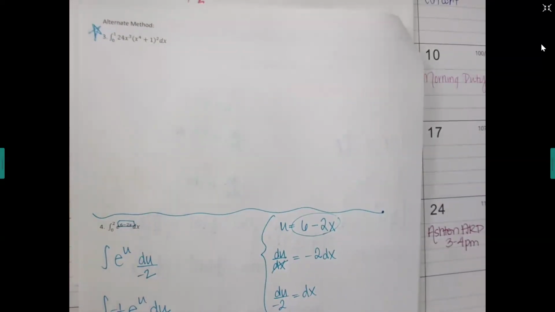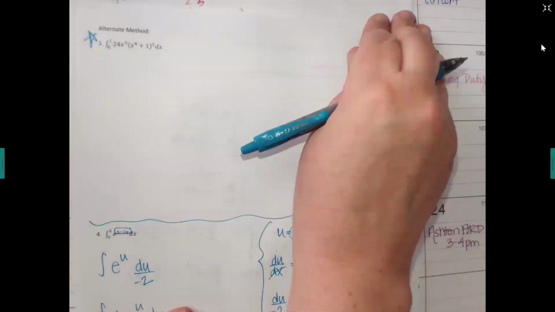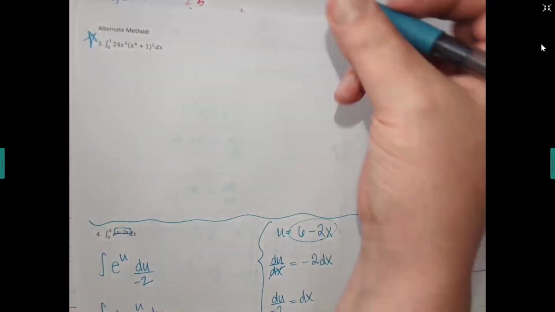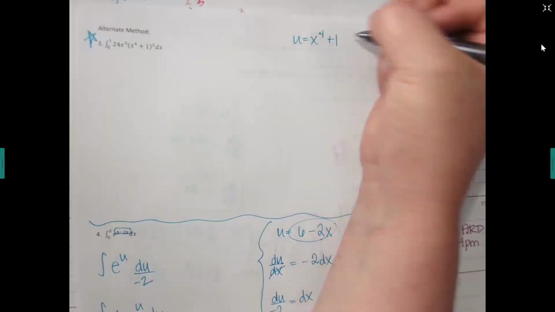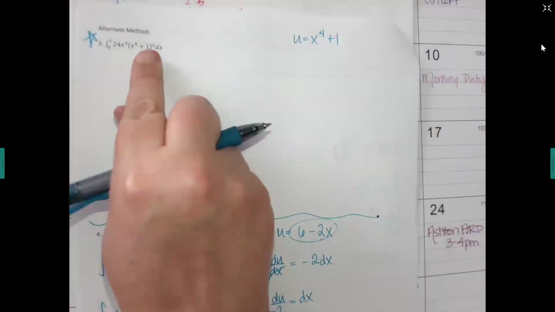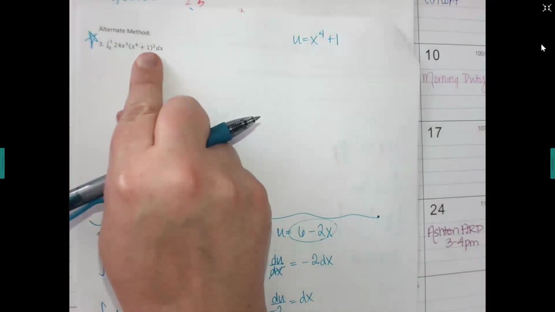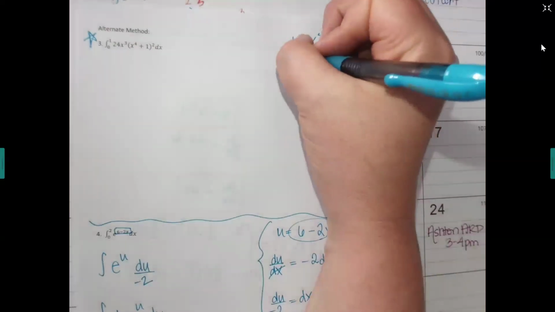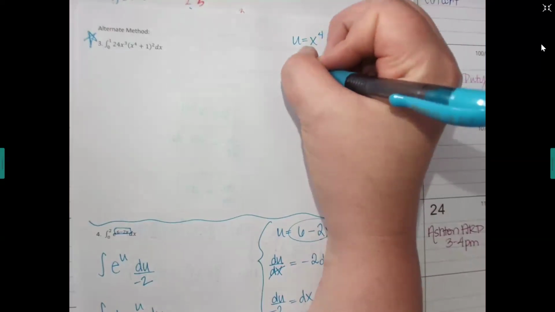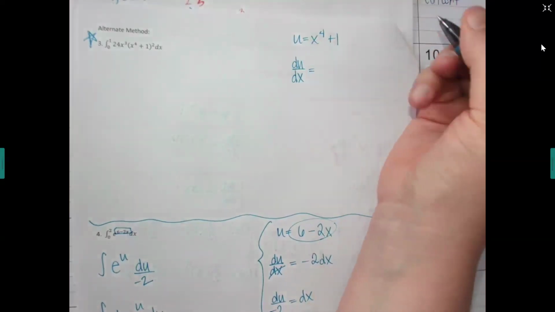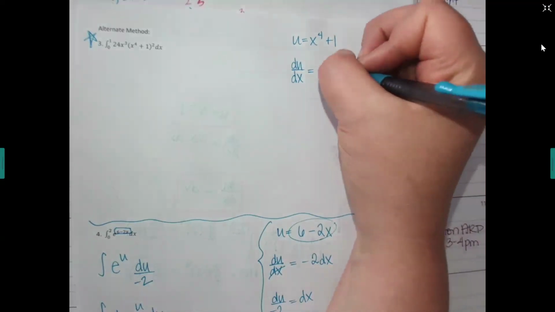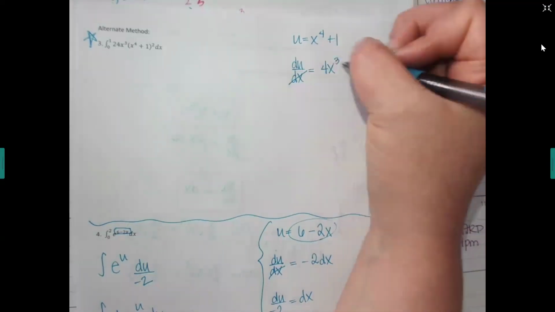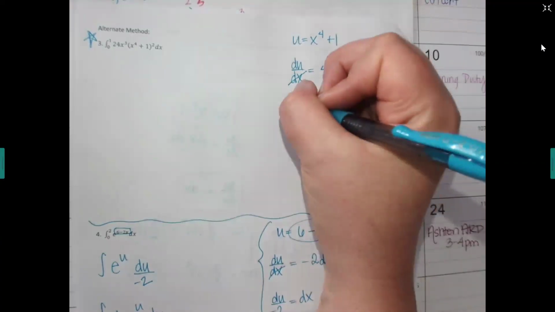What do you think you should pick as your u? Okay, x to the 4 plus 1. And then remember, why am I picking that? Because it's inside the square. What is my du dx? The derivative of that. 4x cubed. Then I'm going to bring my dx up and divide my 4x cubed down.